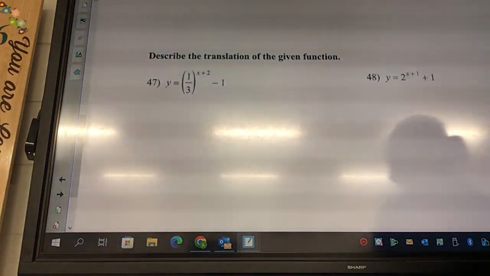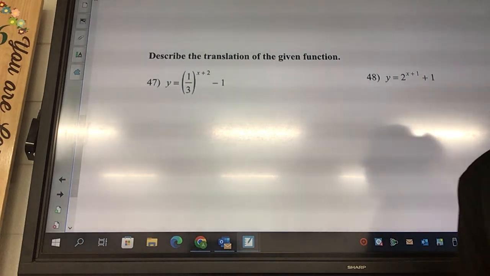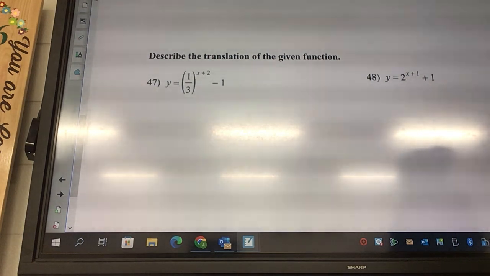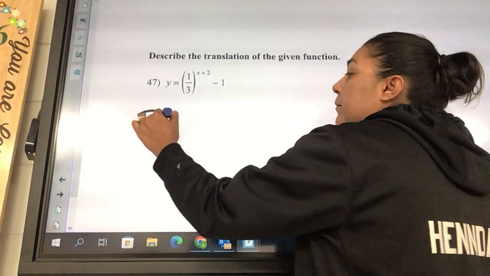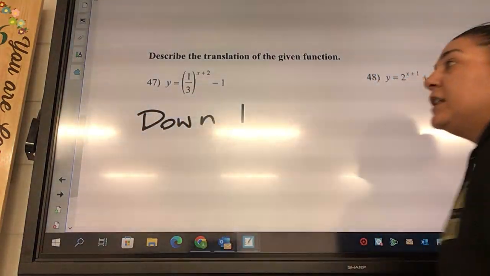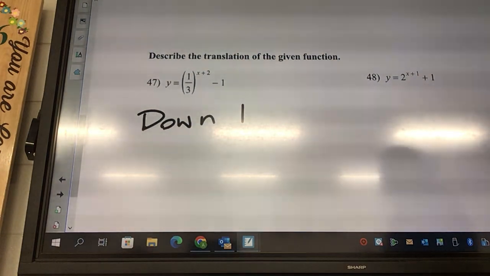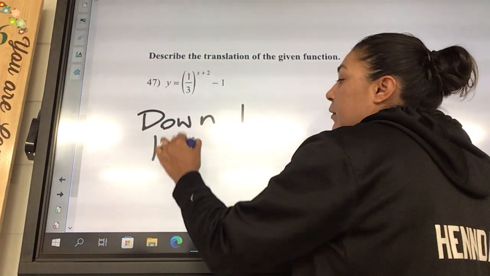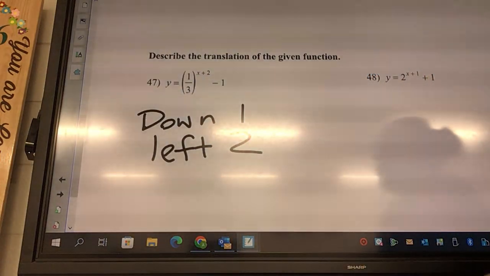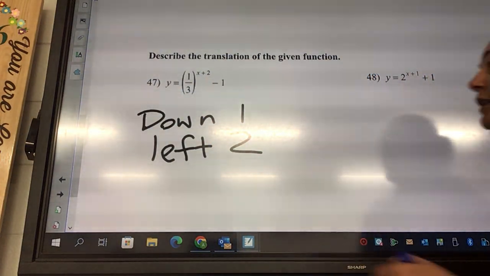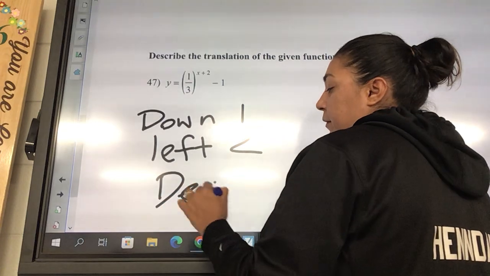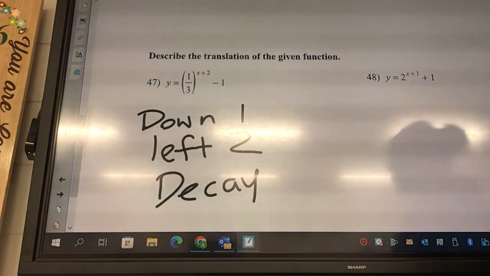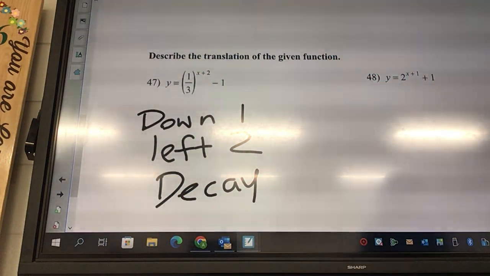Okay, describe the translation. What does that -1 do? It's going to go down 1. What does that +2 do? Left 2. And then is that growth or decay? It's decay. How do we know it's decay? It's less than 1. Okay. And it is a fraction. So, okay, so those are good inklings to let us know what's going on with that.